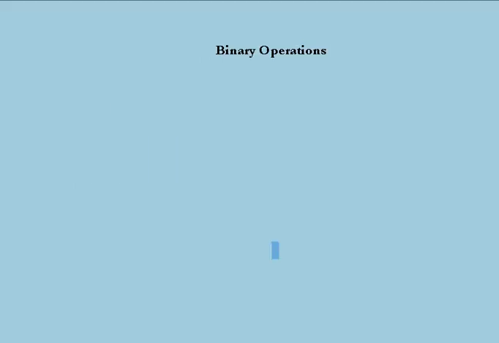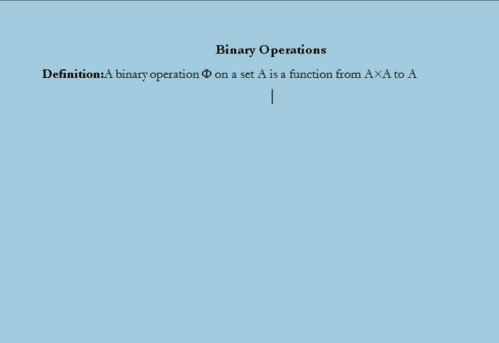So, beginning with the basic definition or meaning of a binary operation: a binary operation phi on a set A is a function from A cross A to A, that is, it can be represented as phi: A × A → A. Now phi, which is a function of (x, y), can also be denoted as x phi y.